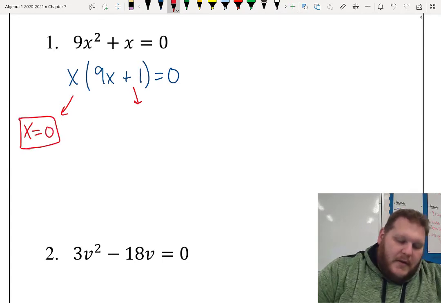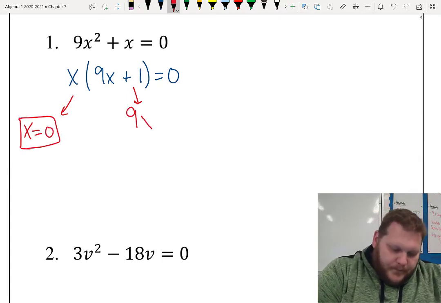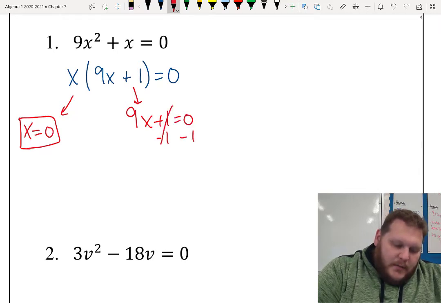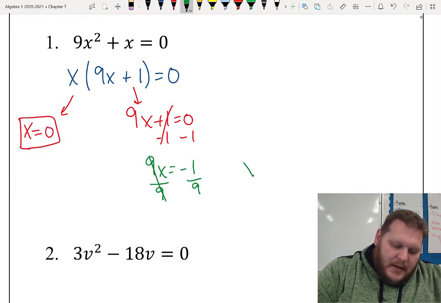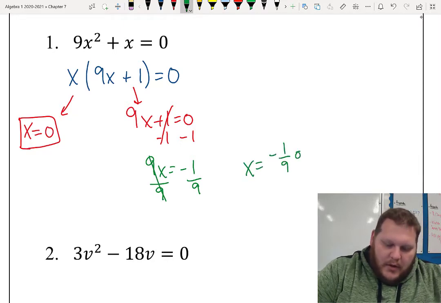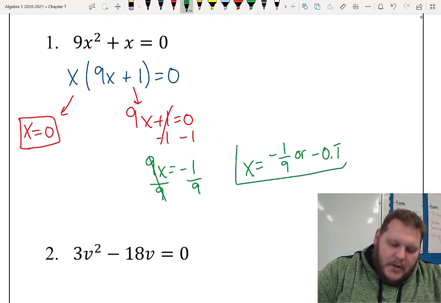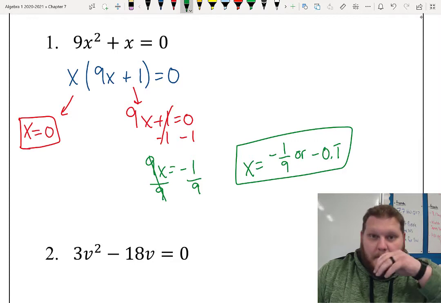So 0 is my first solution. 9x plus 1 equals 0. I would have to subtract 1 from both sides. That gives me 9x equals negative 1. So I divide by 9 on both sides, and x equals negative 1/9. Or if you're a decimal person, negative 0.1 repeated. So those are my 2 solutions for number 1.